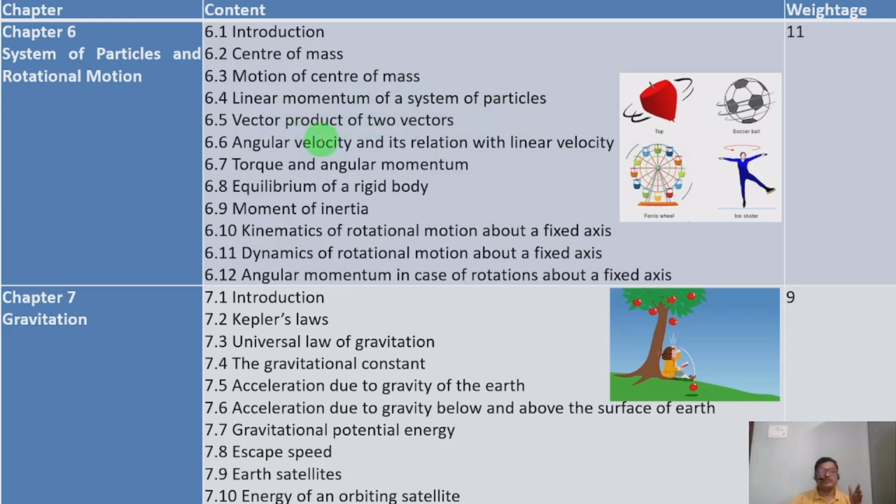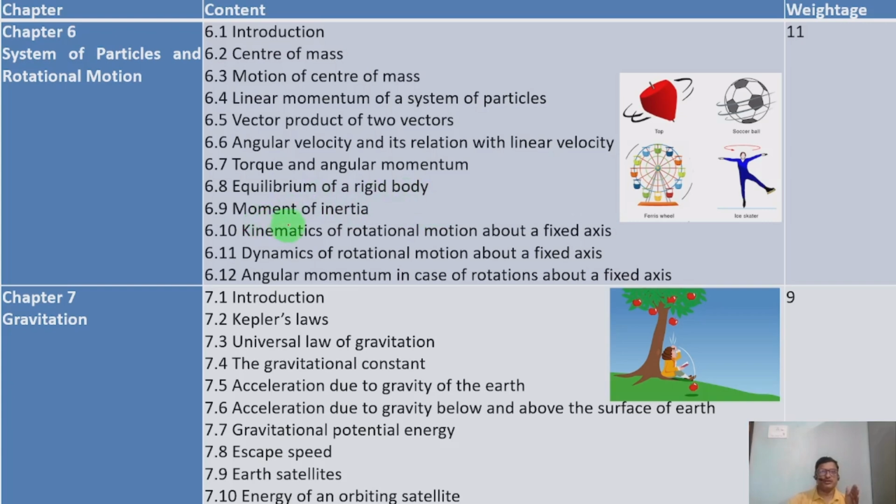Then 6.5 vector product of two vectors. And 6.6 angular velocity and its relation with linear velocity. Linear velocity is when it is moving in a straight line. Angular velocity is the velocity it has during the turning of a particular angle. 6.7 torque, twisting moment and angular momentum. 6.8 equilibrium of a rigid body. If a rigid body is there, how it has equilibrium.